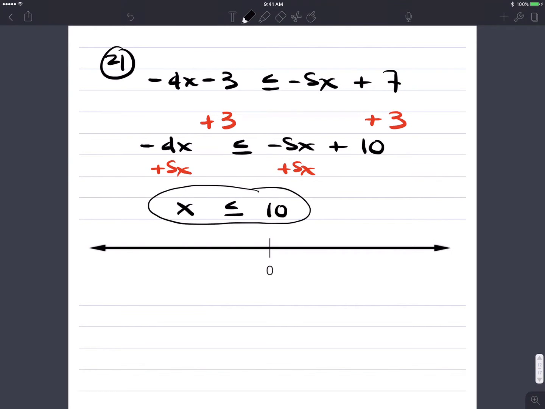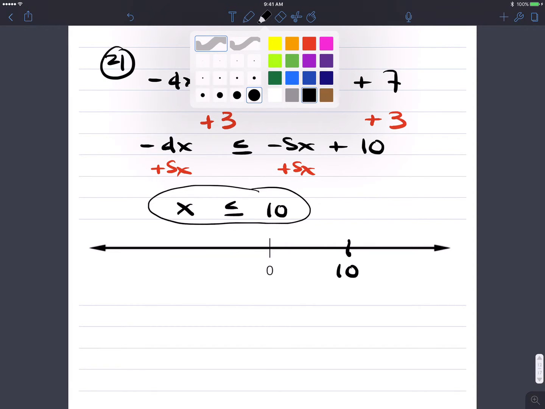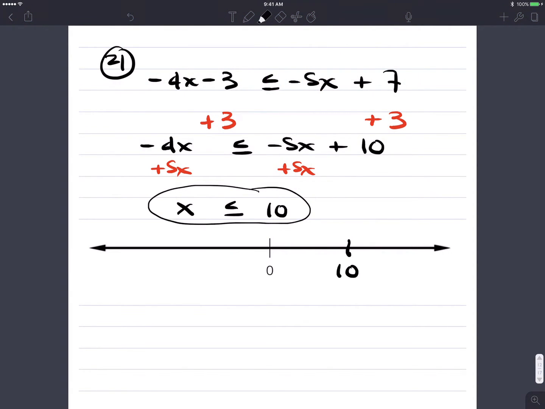We're now going to have to graph and describe numbers that are less than or equal to 10. Since 10 is positive, it lives where all the other positive numbers live, which are to the right of 0. We're now going to have to shade and describe numbers that are less than 10.